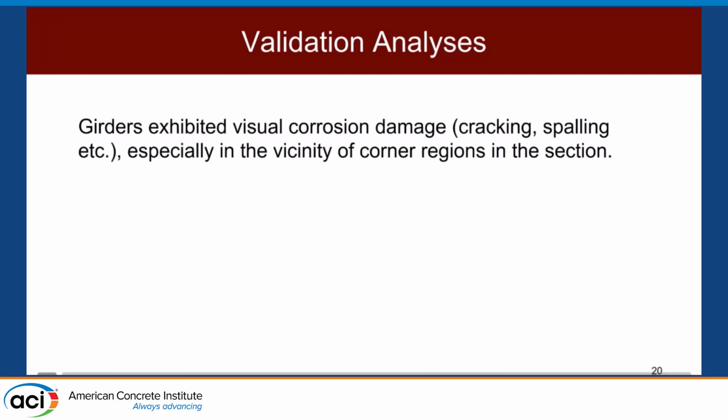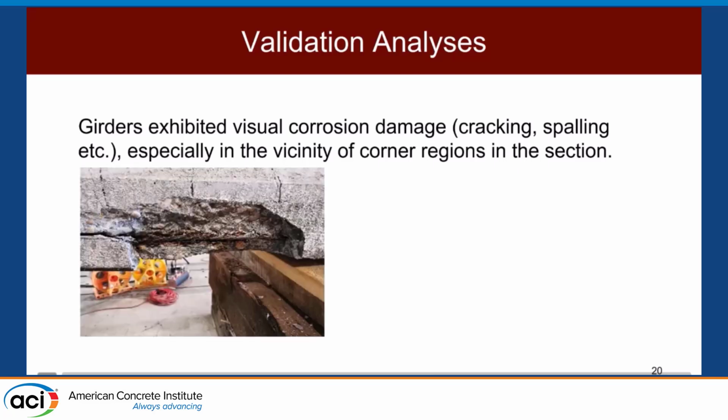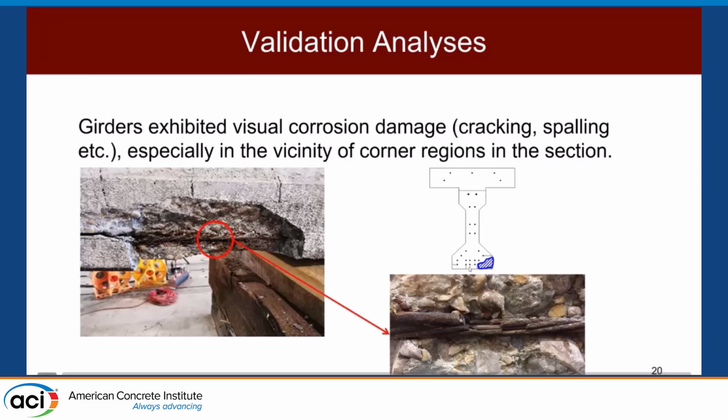Now, the girders exhibit visual corrosion damage in the form of cracking and spalling in the concrete, especially in the vicinity of corner regions in the section. So this is a close-up of a particular corner region in a section in the I-beam. And also, if we do a close-up here of the strands, you can see how badly some isolated strands were damaged due to the corrosion effect.